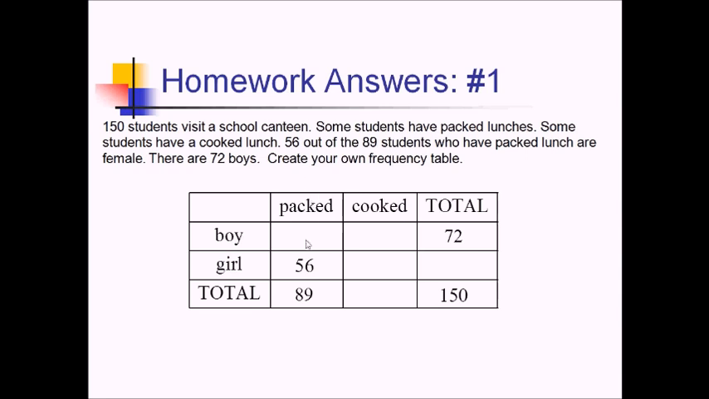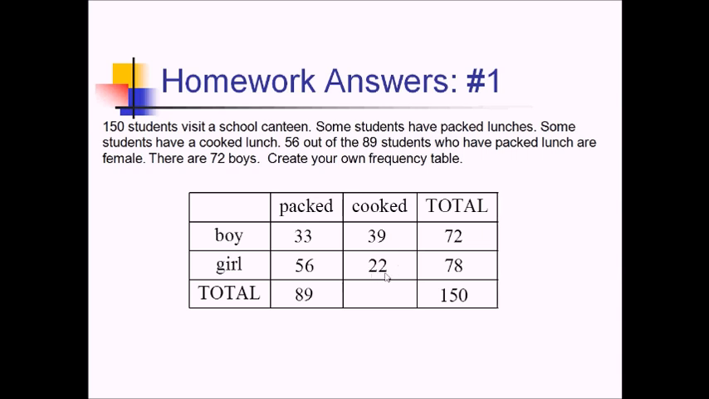So I'm going to start in the upper left here. If we already had 56 girls out of 89 with packed lunch, that means there must be 89 minus 56, or 33 boys who have packed lunch. And then that means there must be 72 minus 33, or 39 boys who have cooked lunch. And then I don't quite have enough information for the girls who have cooked lunch yet, but I know that total girls is going to be 150 minus 72, so that's 78. And that means 78 minus 56, or 22, is going to give me the girls with cooked lunch.